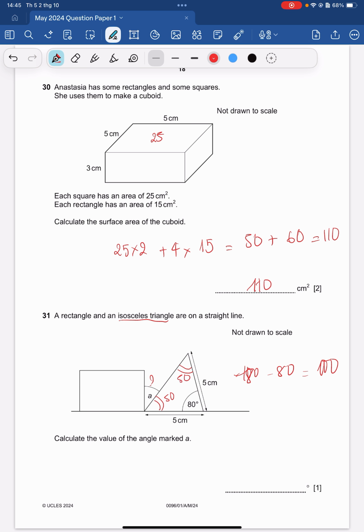Okay, and we know that's 90 degrees, right? Because that's a rectangle. The reason why that's 90, so this one will be 90 the same. So A means 90 subtract 50 degrees. It will be 40. Okay.